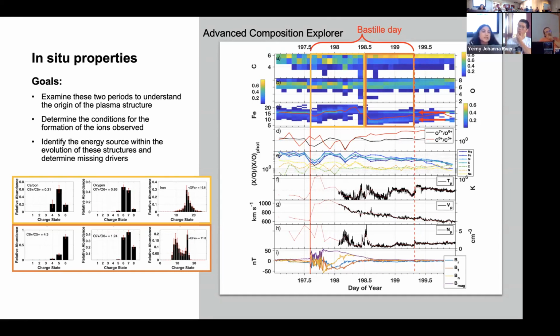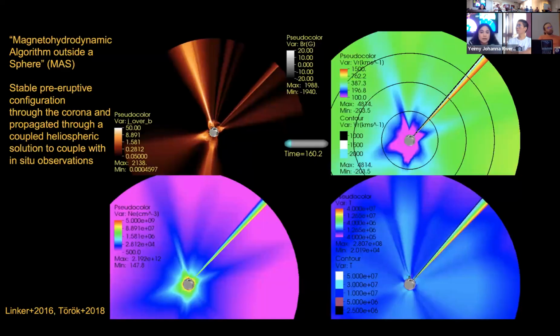So again, we're interested to see where the heating and acceleration come from, and how that relates to the ions that we measure, and then identify the energy source for the different structures. And this is kind of a spoiler: one of the structures we weren't able to reconstruct, so the model does point to potentially some missing drivers of the ionization that could be connected to different energy sources.